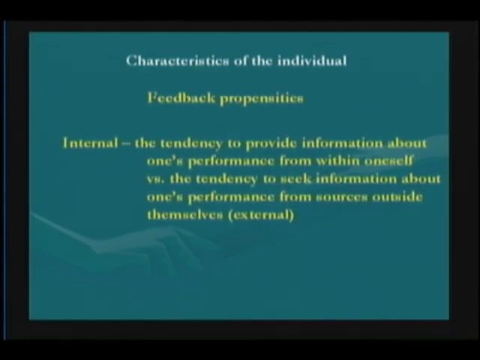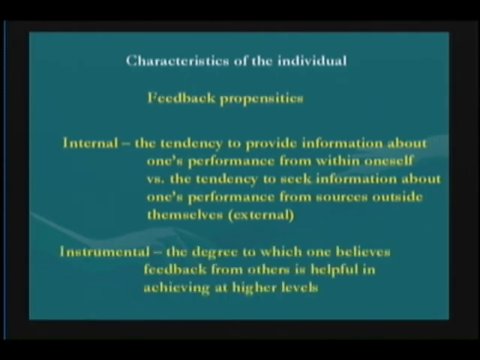The first score on feedback propensities measures their tendency to seek feedback from inside themselves. We call this internal propensity. This is in contrast to the tendency to seek information about their performance from sources outside themselves, such as their leader or a coworker or possibly the task itself. Secondly, we want to know if the individual perceives that feedback from outside themselves or from other people is actually helpful in achieving at higher levels.